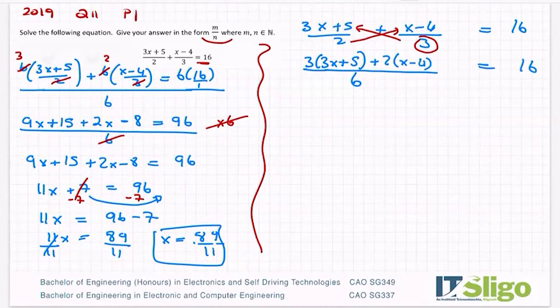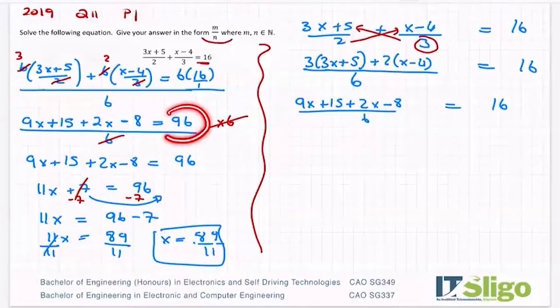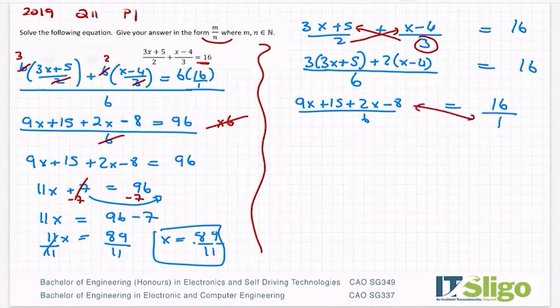You can see it's the same thing. Do you see I still have 3 times 3x + 5? And I still get 2 times x - 4. So I'm not really changing how I do my maths. I'm going to still get 9x + 15 + 2x - 8 over 6. It's just equal to 16, okay? I'm just handling the 16 a bit different. Okay, and what you do is the 16 goes over 1, and then you just do crisscross again, because you can really only do crisscross with 2 terms. So that you get 1 times 9x + 15 + 2x - 8 being equal to 16 times 6.